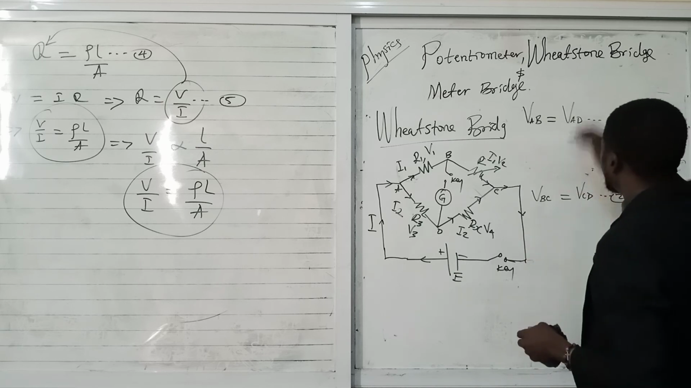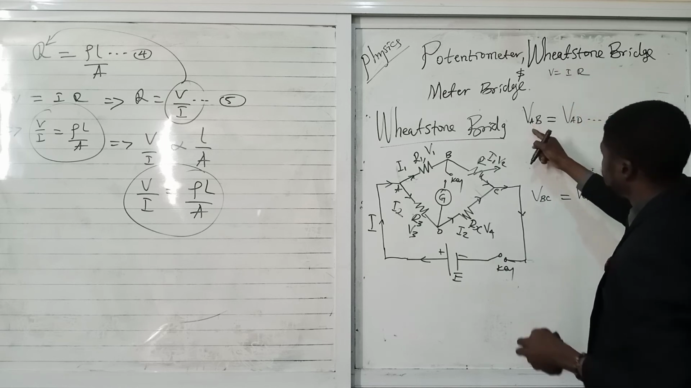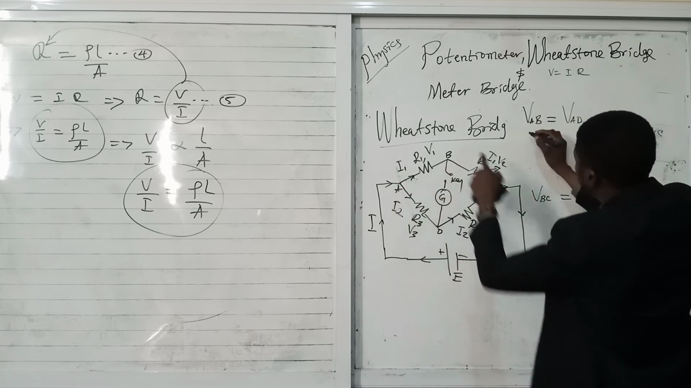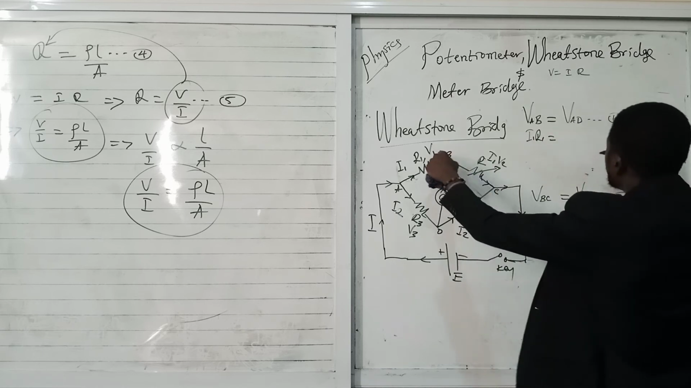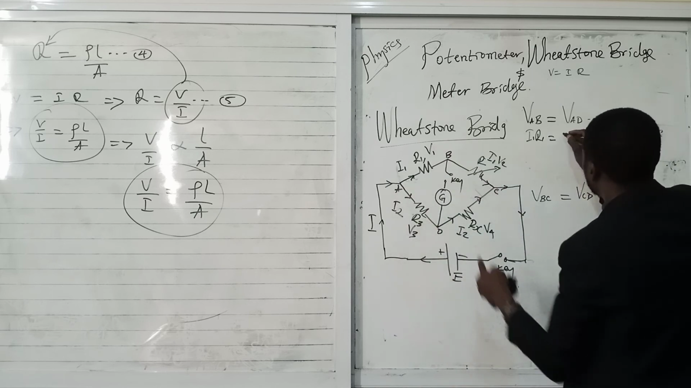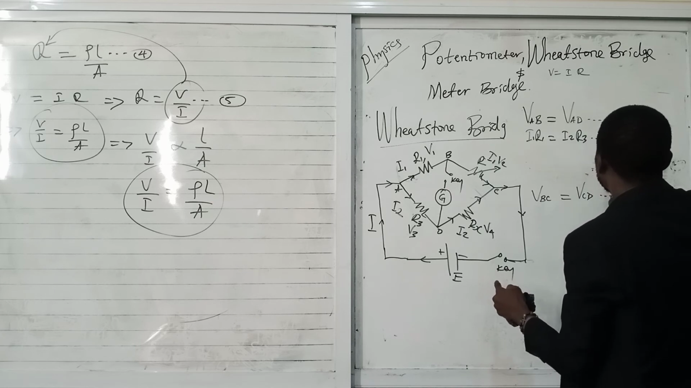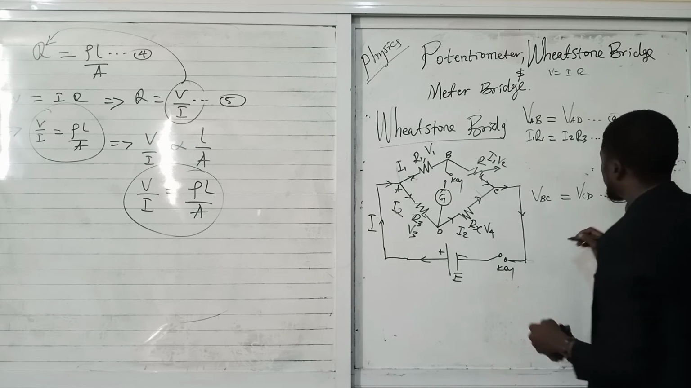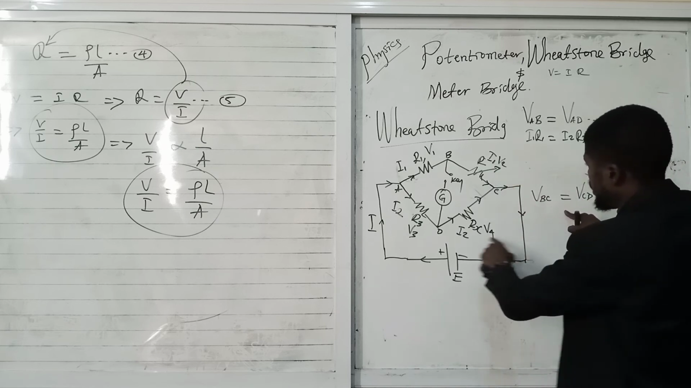Now, from Ohm's law, V is equal to IR, it implies that VAB, from this point to this point, is I1 R1, which is equal to VAD. VAD is I2 R3. Let's call this equation 1.